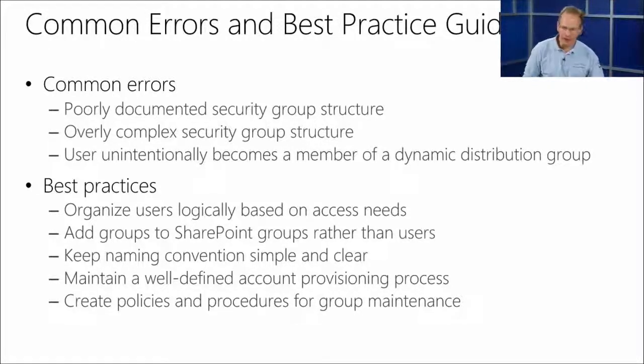If you're using dynamic distribution groups, which we'll talk about more in Module 7, watch out if a user unintentionally becomes a member of a distribution group simply by changing that user's attributes. If you put them into the marketing group and you've got a dynamic distribution group that picks up on marketing, bang, they'll be in that group. So make sure you're using the correct fields and the correct values to choose your dynamic distribution groups.